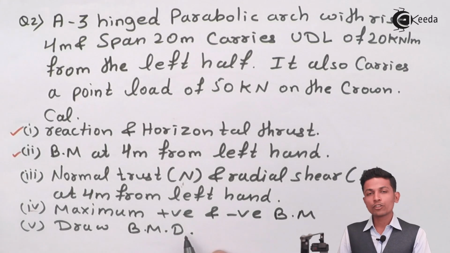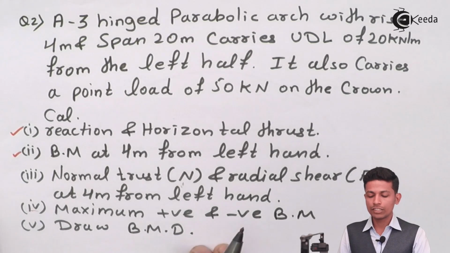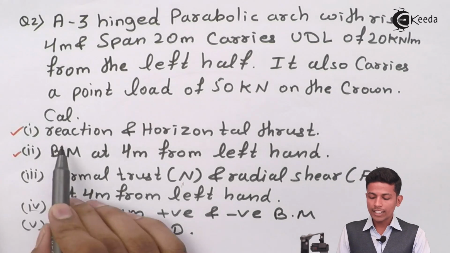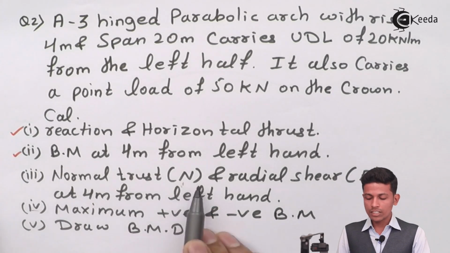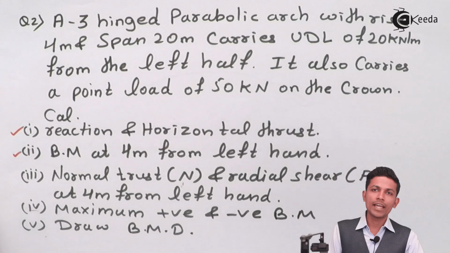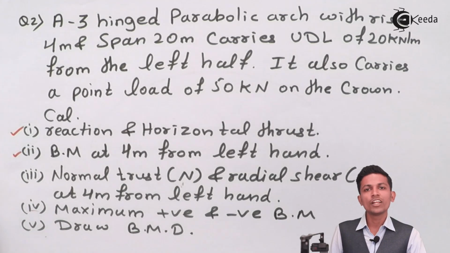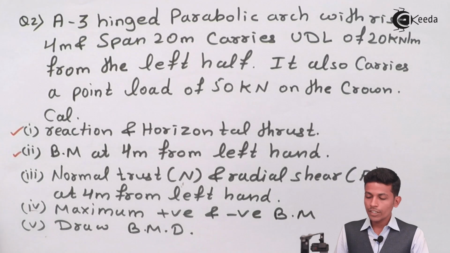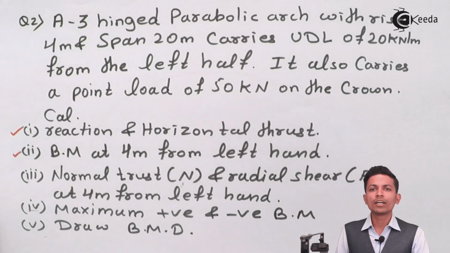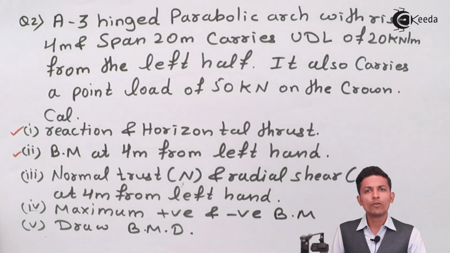In these types of problems, the compulsory questions which come in the exam are reaction and horizontal thrust, normal thrust and radial shear force, and bending moment diagram. Now in the question we don't have the diagram given, so the first step is to draw the diagram. Let's see how you will draw the diagram.